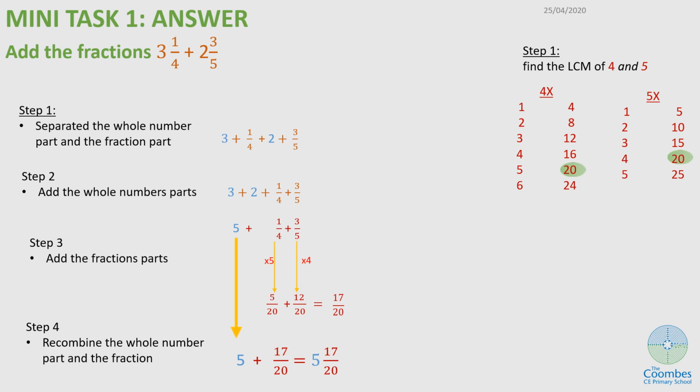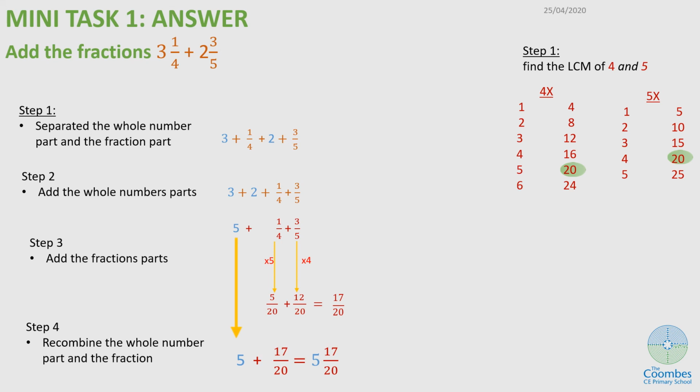Now, then I ask myself, what will you multiply 4 by to get 20? And I can see it's 4 times 5, that gives me 20. So I also have to do 1 times 5, or 5 times 1 to give me 5. So my numerator will be 5, my denominator is 20. I ask myself the same question, what will I multiply 5 by to get 20? And I see it's 5 times 4. That gives me 20. So I have to do 4 times 3 here. That will give me 12.